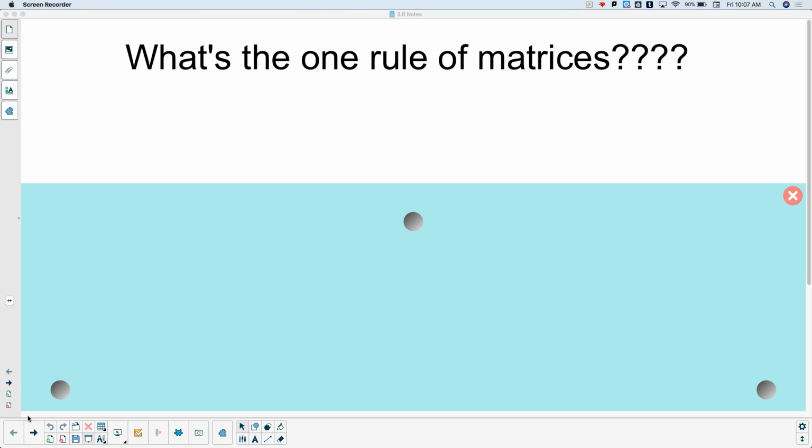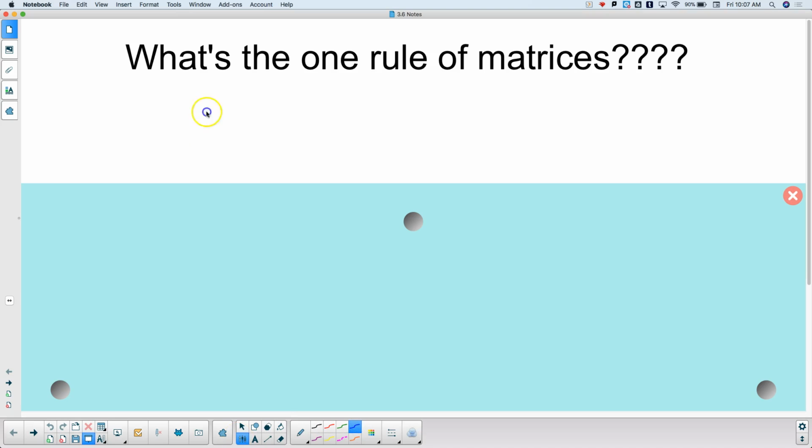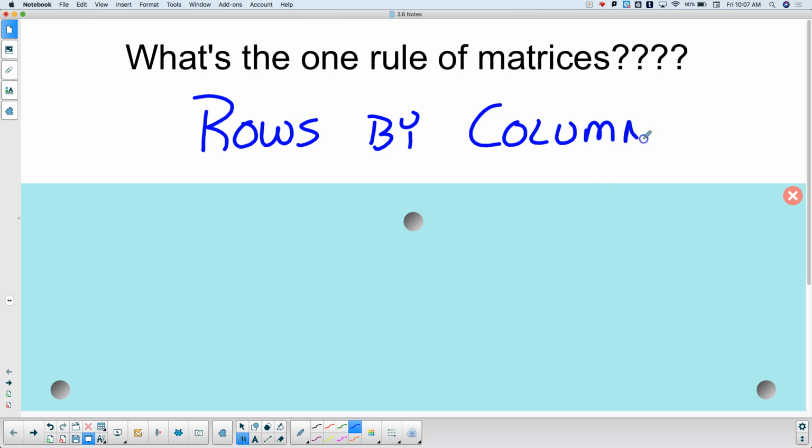What's the one rule that's in the definition? I said it a bunch of times yesterday. It's going to come back, and it's going to come back, and it's going to come back. Organizing to rows and columns. Not too much the organizing part, just the rows and columns part. Okay? Everything that has to do with matrices is rows by columns.